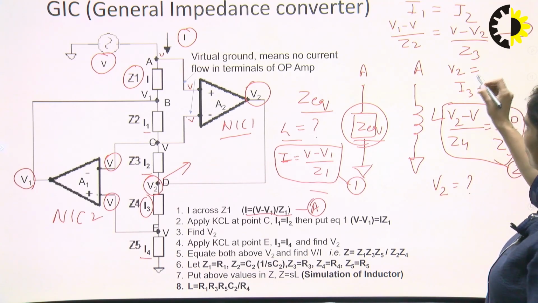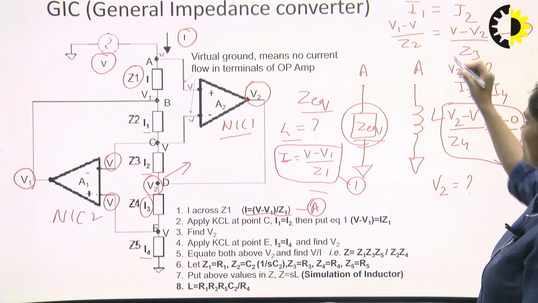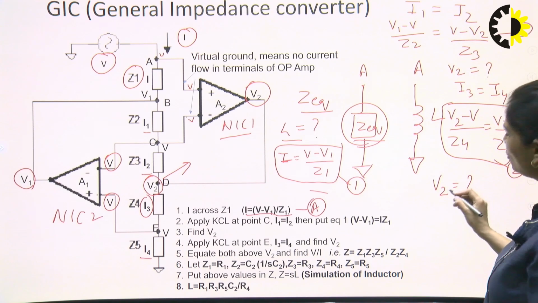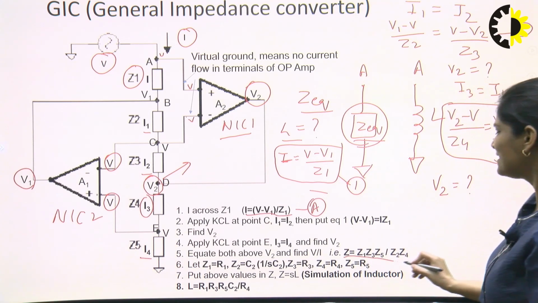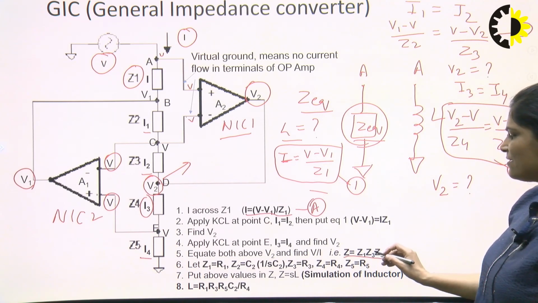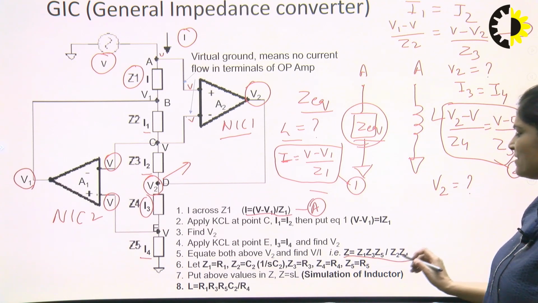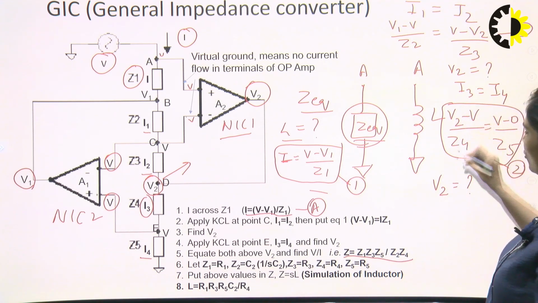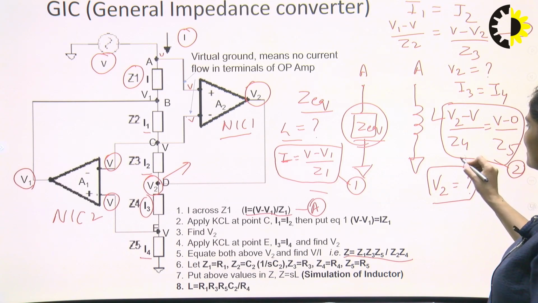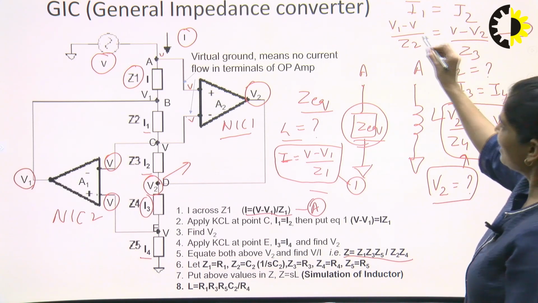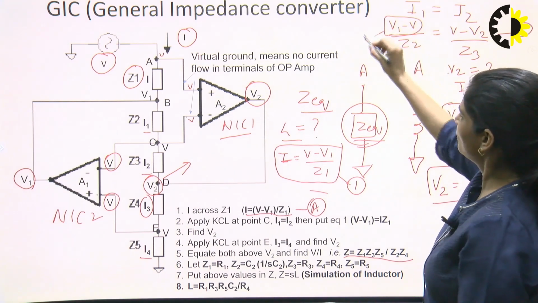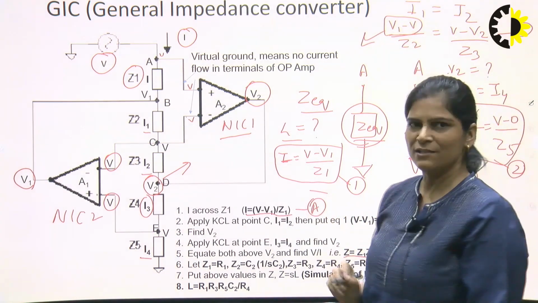So when you will calculate V2 from this equation and V2 from this equation, you can equate both to each other and you will get impedance Z is equal to Z1, Z3, Z5 upon Z2, Z4. So this is your work. You have to find out V2 from this equation and you have to find out V2 from this equation when you are putting V1 minus V2, this term, from this equation A.